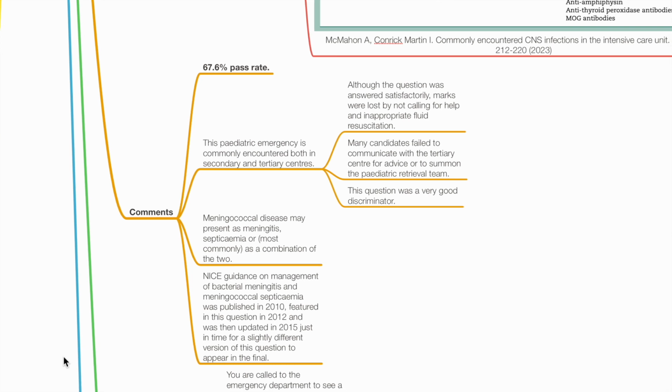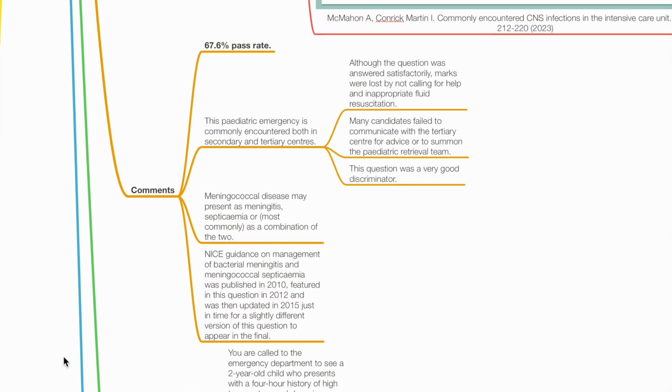Comments: 67.6% pass rate. This pediatric emergency is commonly encountered both in secondary and tertiary centers. Although the question was answered satisfactorily, marks were lost by not calling for help, inappropriate fluid resuscitation, failure to communicate with tertiary center for advice or to summon pediatric retrieval team. Meningococcal disease may present as meningitis, septicemia, or both.